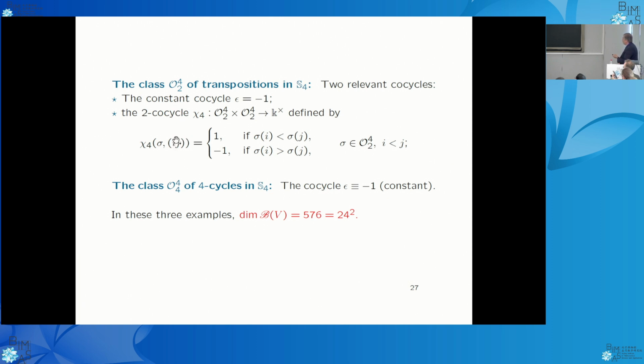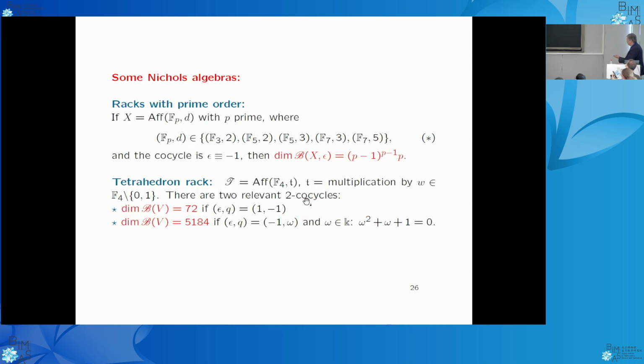And the next example is the class of 4-cycles in S4 with the cocycle minus 1. Again, this is quadratic, and the dimension again is 24 squared. So all these three algebras have the same dimension. Again, this dimension is even, and I forgot to point out that the dimension here is also even, so neither of these examples appears for a group of odd order.